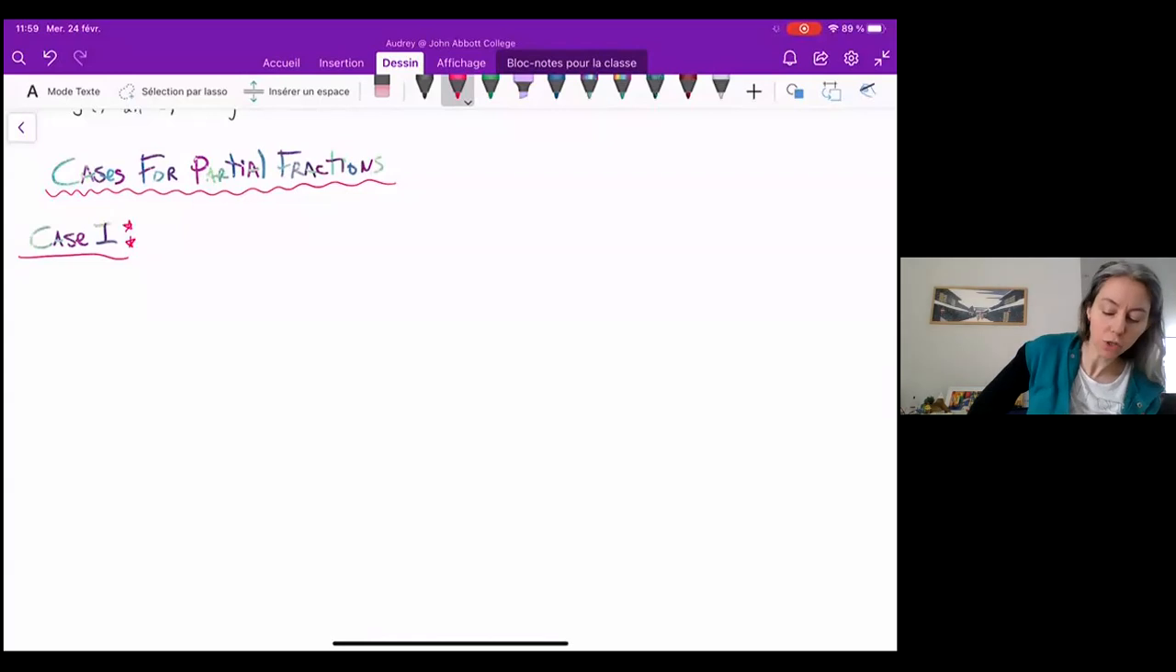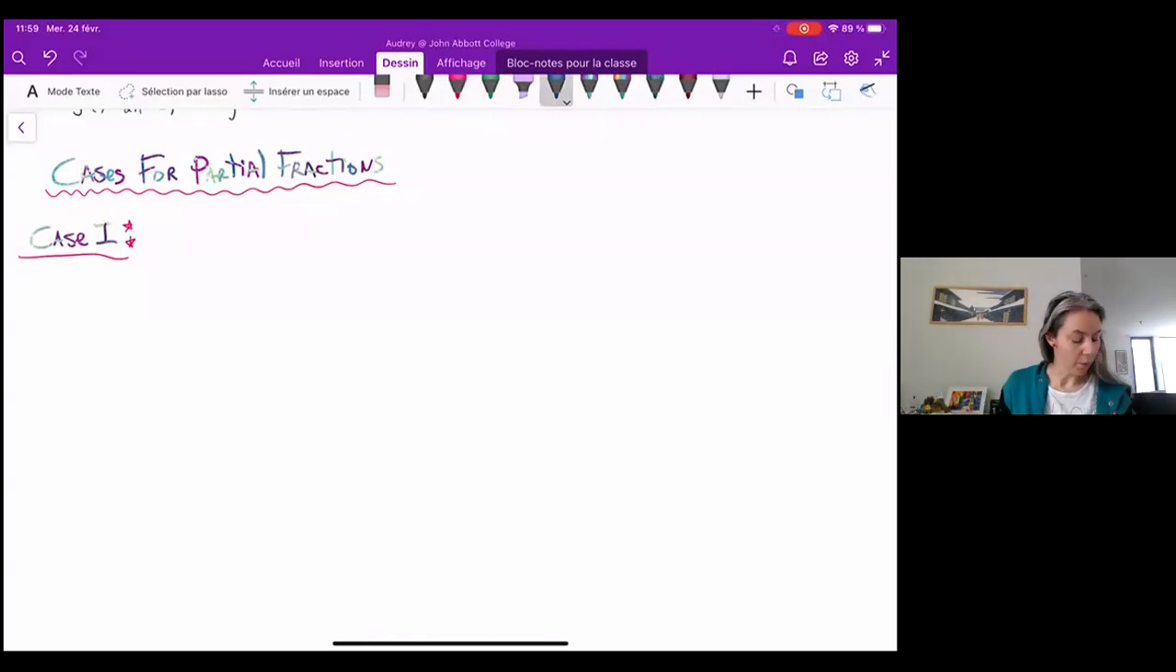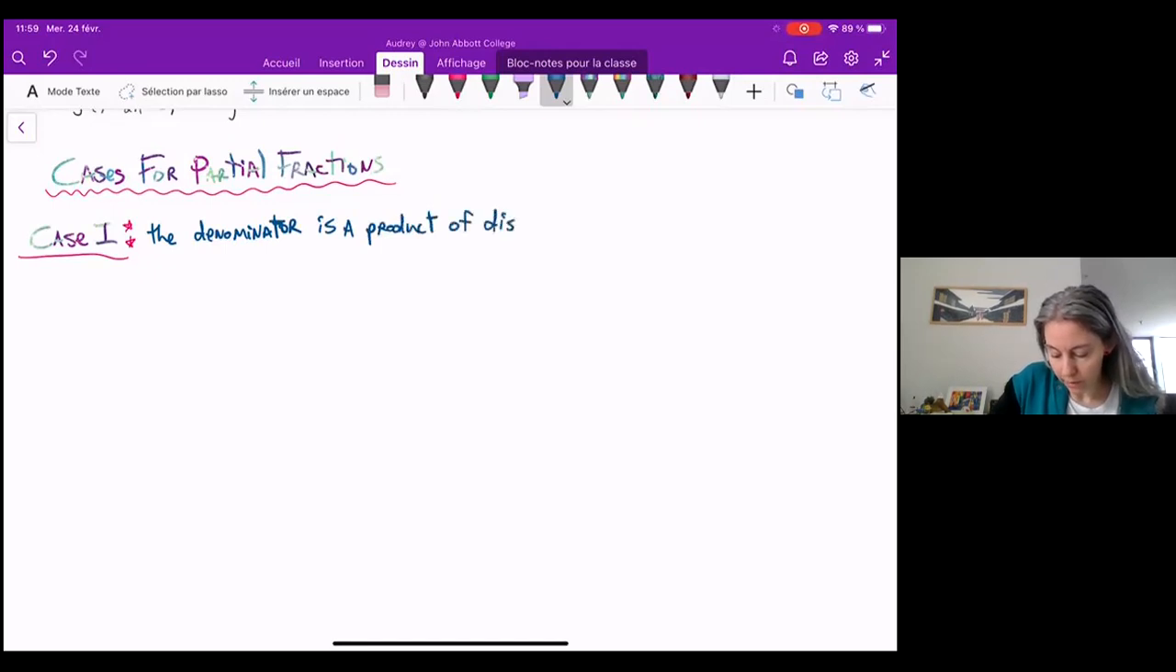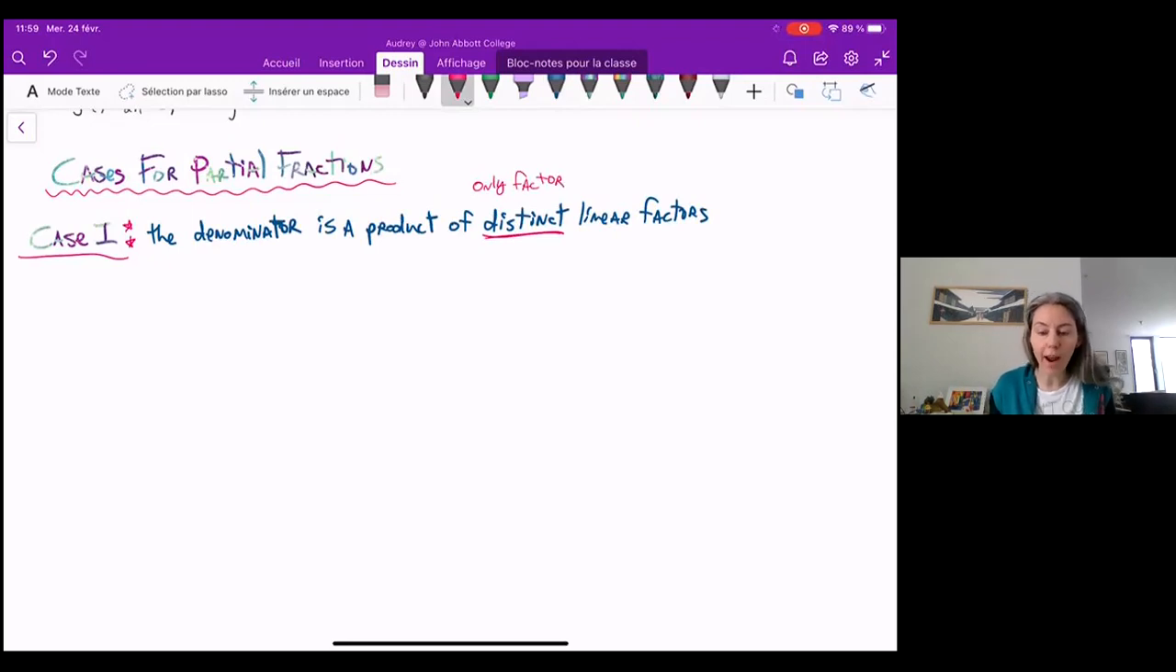So that said, the first case of partial fractions is when the denominator is a product of distinct linear factors. What that means is distinct means only one time. So each factor only shows up one time. So we're not going to have like x plus 2 squared. Each factor will only be there one time.